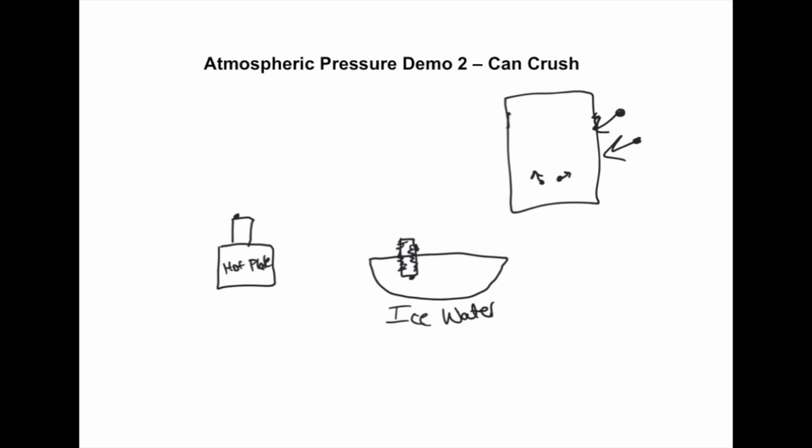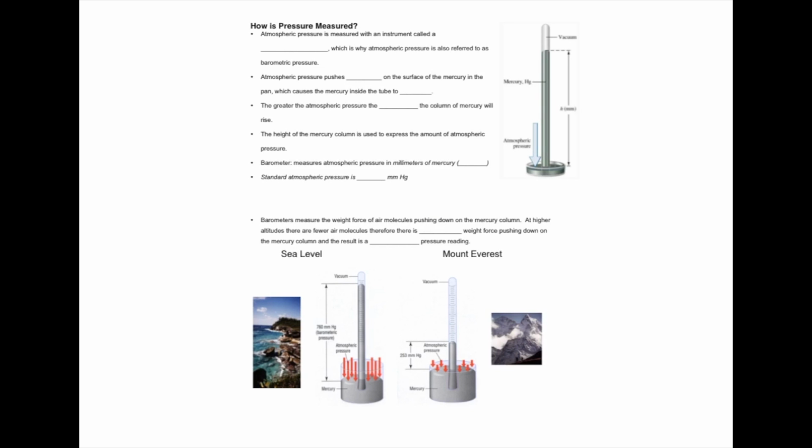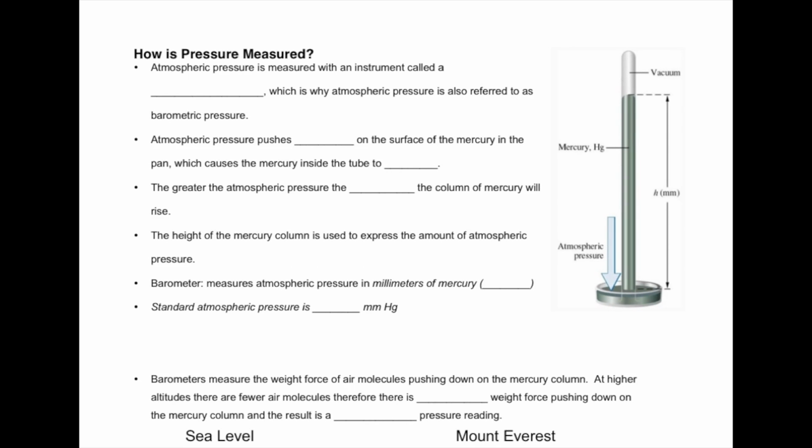All right, so now let's start talking about how we actually measure pressure, atmospheric pressure, and then general pressure. Atmospheric pressure is measured with an instrument called a barometer, which is why atmospheric pressure, if you watch the weather, is also referred to as barometric pressure. Atmospheric pressure pushes down on a container that contains a lot of mercury, causing the mercury to rise inside of this tube.